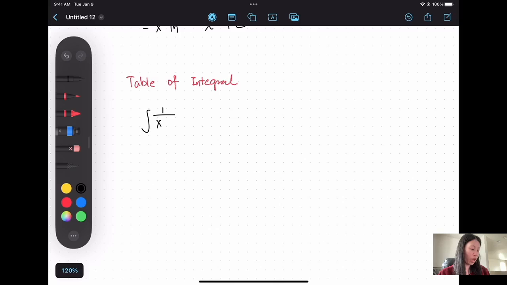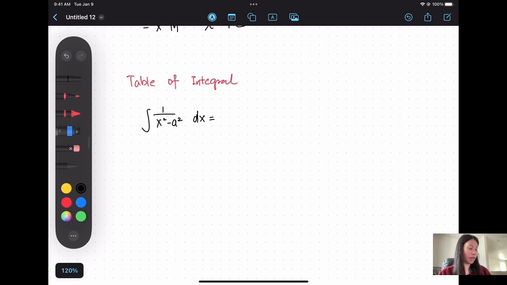Integrating 1 over x squared minus a squared is equal to 1 over 2a ln absolute value of x minus a over x plus a, plus c. To do this one, let me give an example, such as the integral of 5 over x squared minus 9 dx.